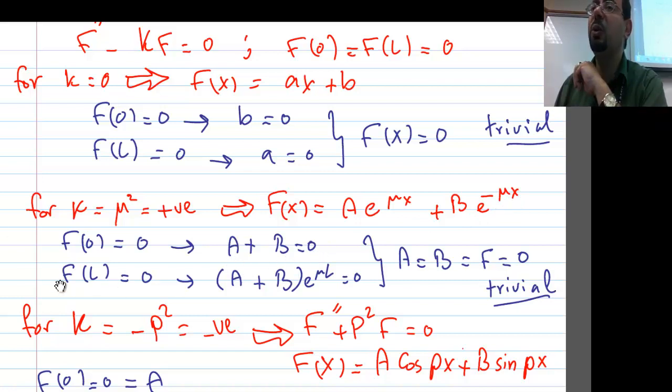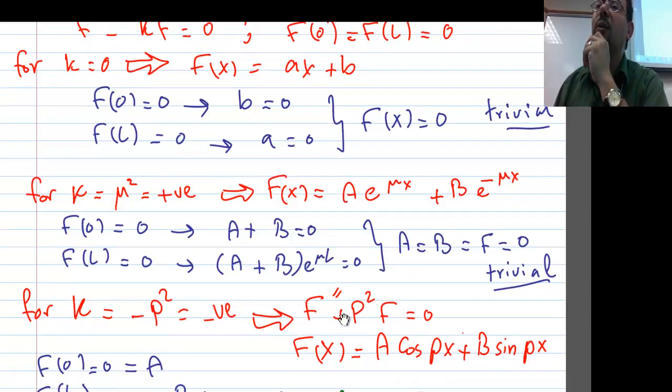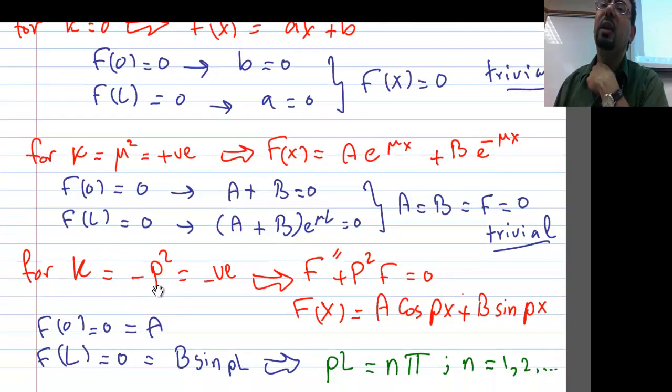So a plus b equals 0, and when you do it at L, a e to the power mu L plus b e to the power minus mu L is 0. So how could a and b multiplied by e to the power minus mu L equal 0? It must be that, well, e to the power minus mu L is not going to be 0, right? So it must be that a and b are 0. That makes the solution also 0. That makes the whole u go to 0. This is trivial. The only possible way is k is negative, minus p squared.